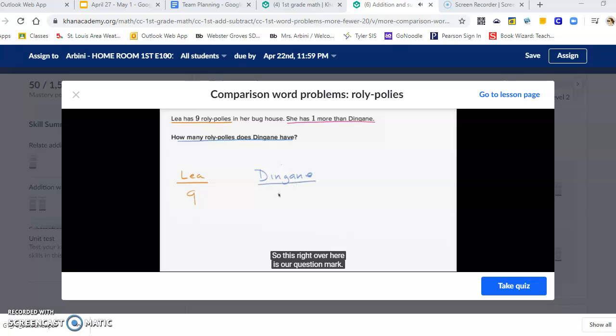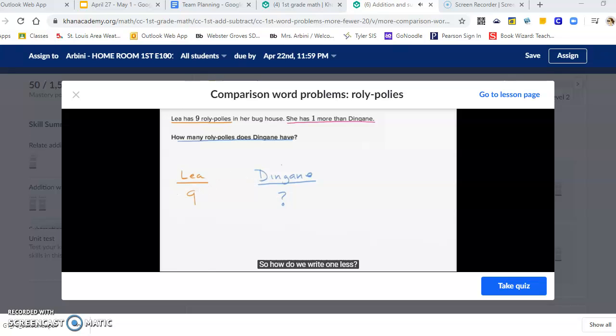So this right over here is our question mark. Now, it's always good when you look at a word problem like this, you say, okay, well, did Dingane have more or less than Leah? Well, it says she, Leah, has one more than Dingane. So Leah is going to have more. And how much more? One more. So Dingane is going to have one less than Leah. If Leah has one more than Dingane, then Dingane has one less than Leah.